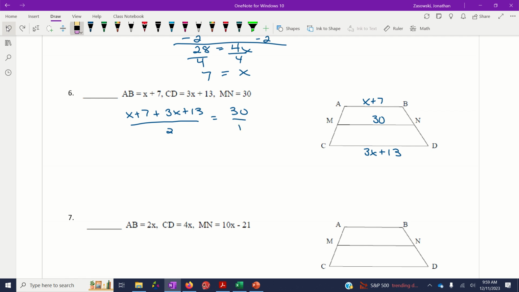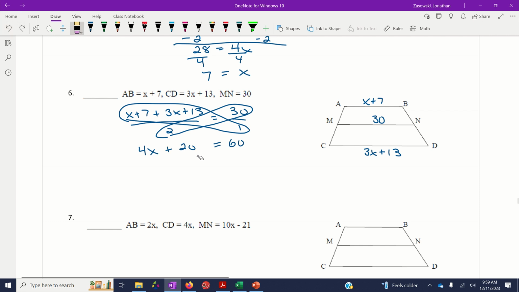So we're going to start off by making this a fraction and then cross multiplying. Okay, now we are doing 2 times 30 and 1 times all this stuff over here, x plus 7 and 3x plus 13. So we're going to do 2 things at once. We're going to cross multiply and we're going to combine like terms. So we're going to get 60 and then we're going to get 4x plus 20. From here, we can move the 20 over to get 4x equals 40, and then we'll eventually get x is equal to 10 when we divide both sides by 4. Now, in these questions, also be careful to check to see if they want just x or one of the lengths. So make sure you double check you're answering the question before you're done.